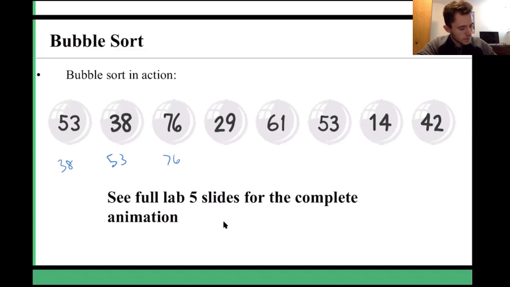Then we compare 76 with the 29. These two need to swap. 76 with 61, these two need to swap. 76 with 53, swap. 76 with 14, swap. 76 with 42, swap. So then we've bubbled the 76 up to the top, and we just keep going. Each iteration, we bubble a different element up to the top. Then we go through again: 30 and 53, those are good. 53 and 29, those need to swap.